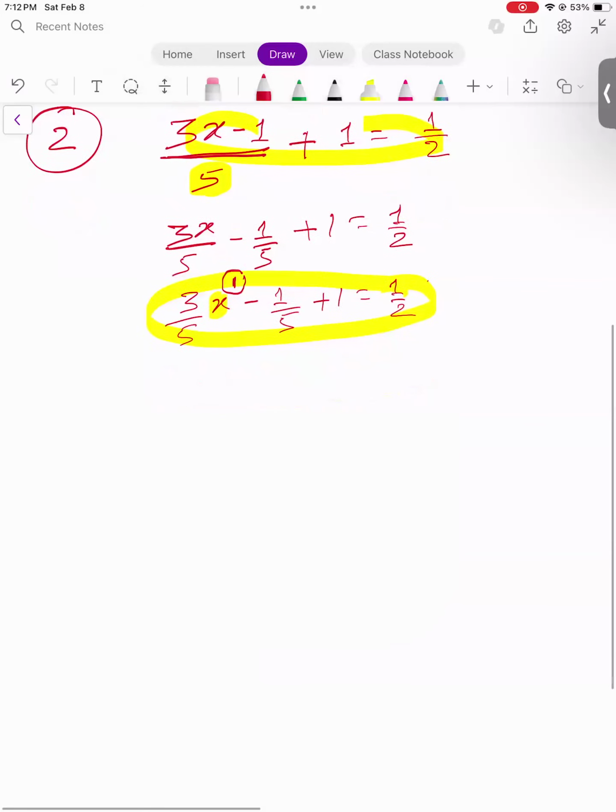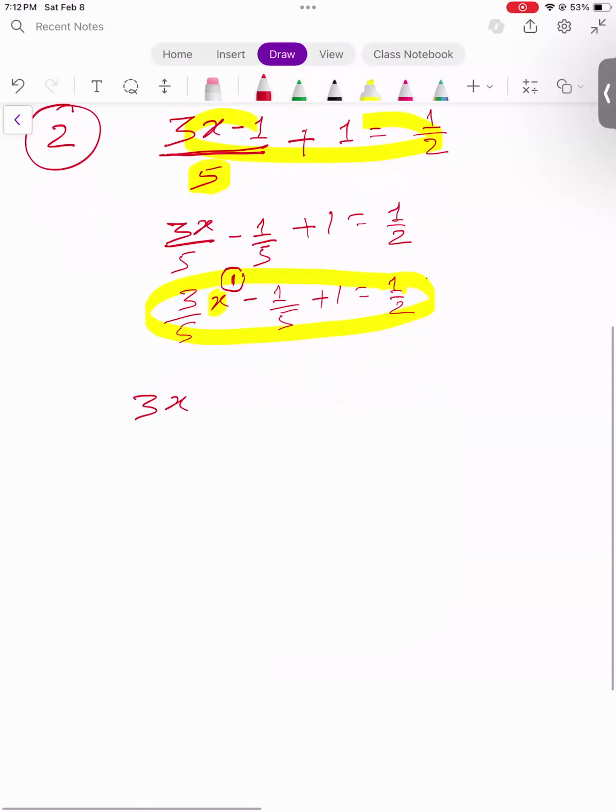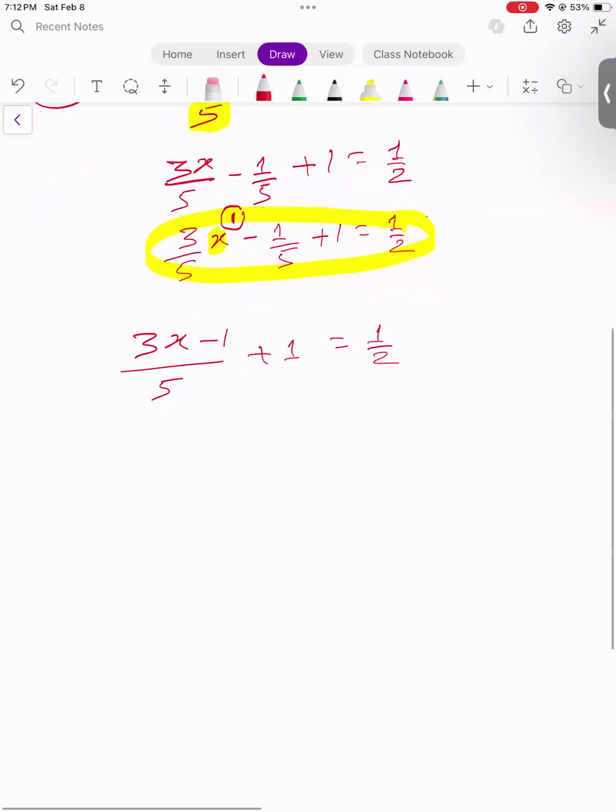This is a linear equation. Let me rewrite one more time. We have (3x minus 1) divided by 5 plus 1 equals 1 half. Now we will follow the method of solving a rational equation. For this one, we have a fraction here.